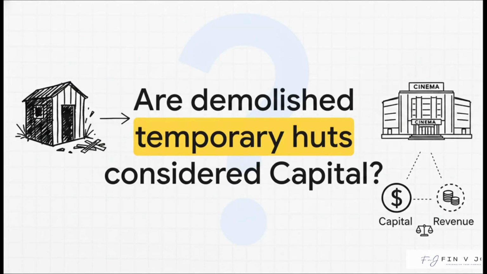Sticking with Good Pictures Ltd. for a moment, here is a really fascinating one. During the construction of the cinema hall, they spend money building temporary huts to store their building materials. As soon as the cinema is finished, those huts are entirely demolished. So, capital or revenue?